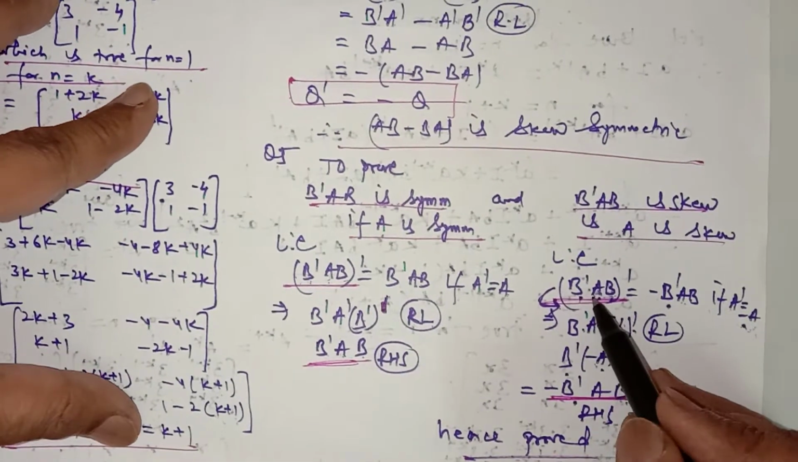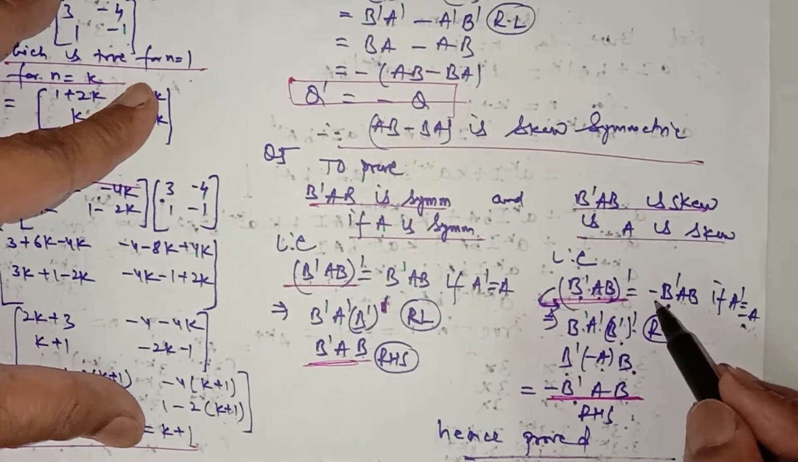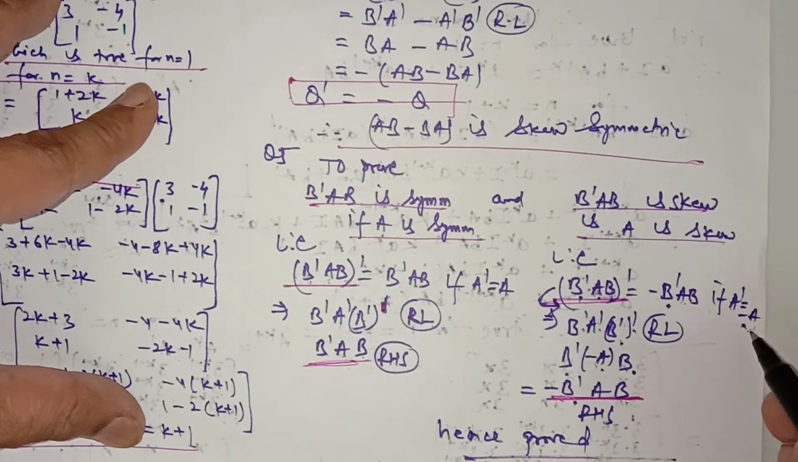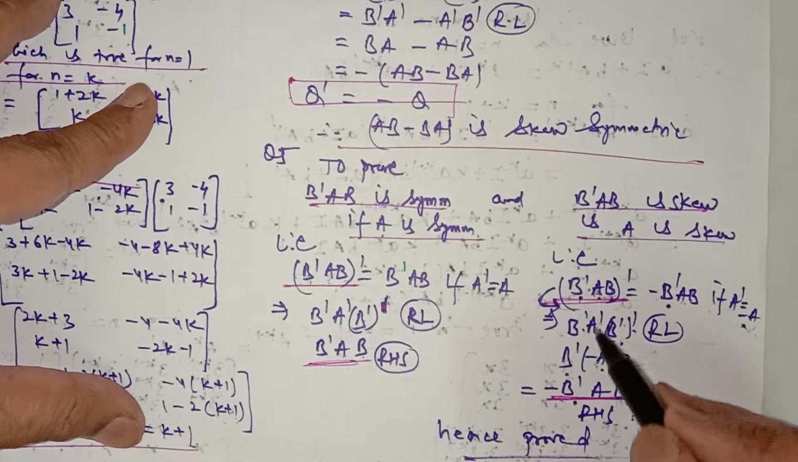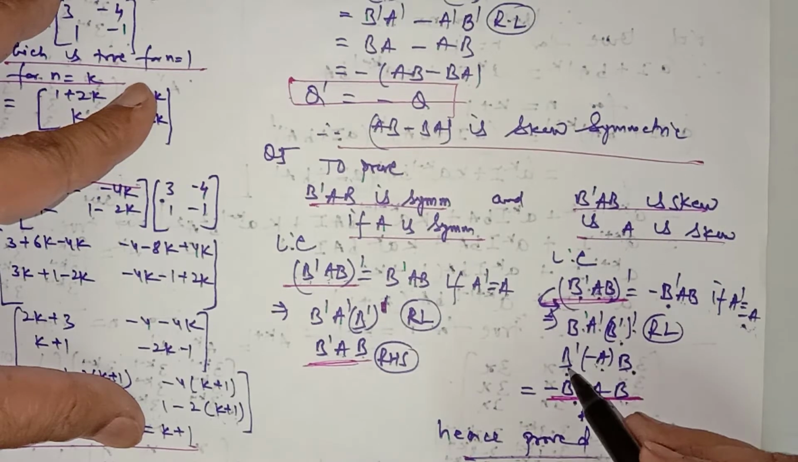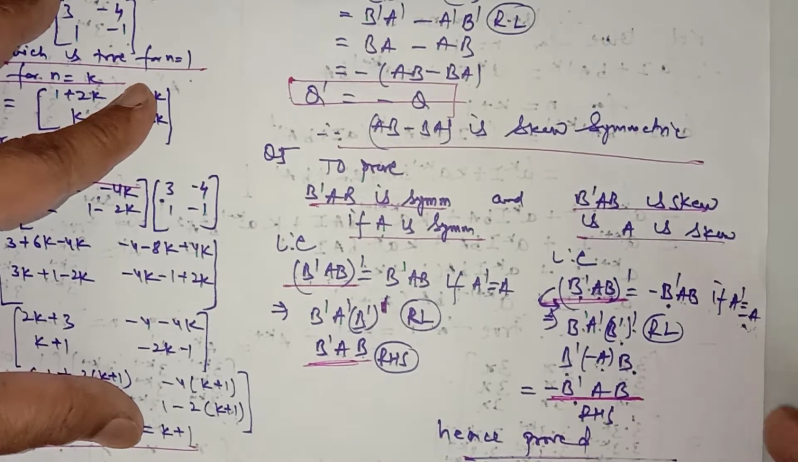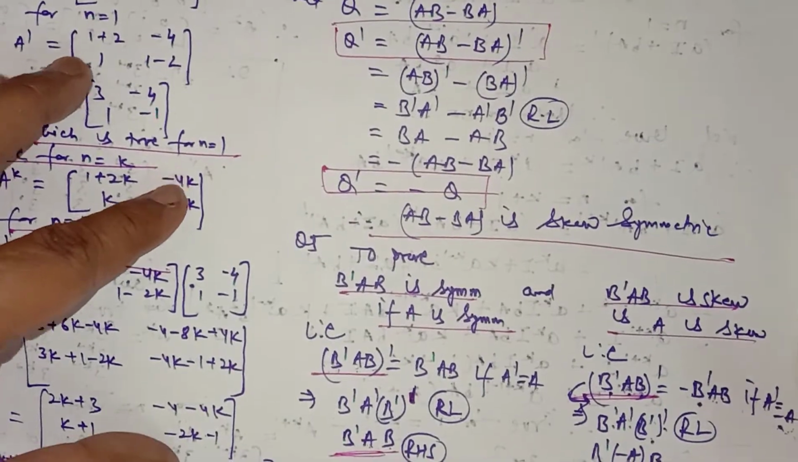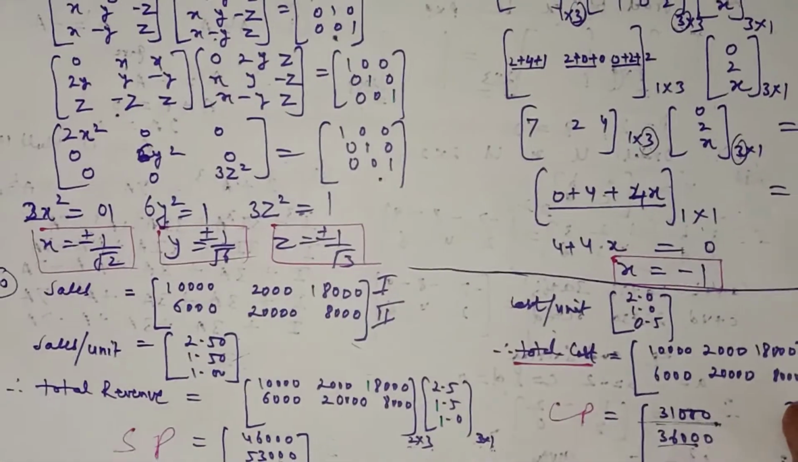Similarly, in the second part, I have to prove that the transpose of B transpose AB equals minus B transpose AB if A transpose equals minus A. So use the reversal law on the left hand side: B transpose, A transpose, B double transpose. B transpose as it is, A transpose is given as minus A, and B double transpose is B. So it comes out to be the right hand side, which you had to prove. So this is question number 5 of this miscellaneous exercise.